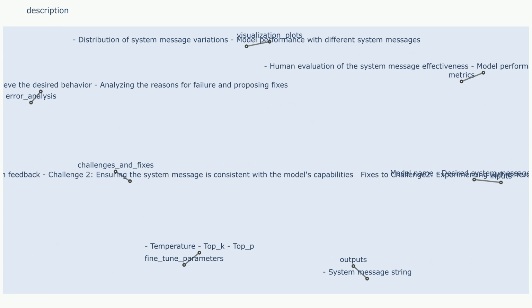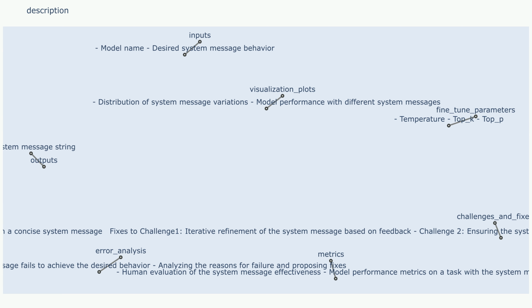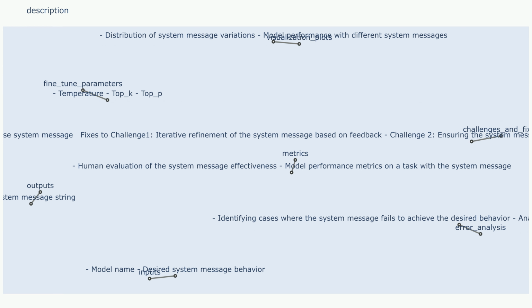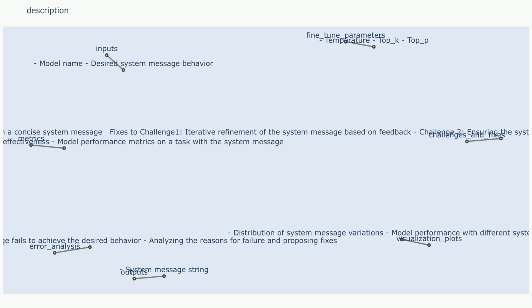Metrics. Quality of generated system message: this metric evaluates how effectively the system message guides the Anthropic Claude model to produce the desired output. Relevance of the generated system message to the specific task: this metric evaluates the alignment of the system message with the intended purpose or objective. Visualization plots. Not applicable. Fine-tune parameters. Not applicable. Uncertainty methods. Not applicable.